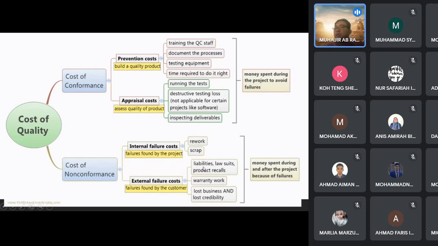So there are liabilities, for example, the customer can sue you, and you also can affect your reputation, business, and lose credibility. So all these are costs of quality that you can see. It's not quite straightforward. If you produce a good quality product, definitely you have to consider all these costs, so your product might be expensive because of this process or prevention cost, appraisal cost, and so on.